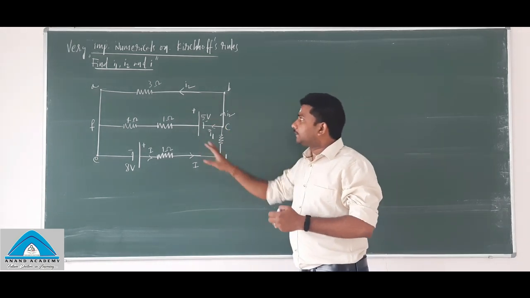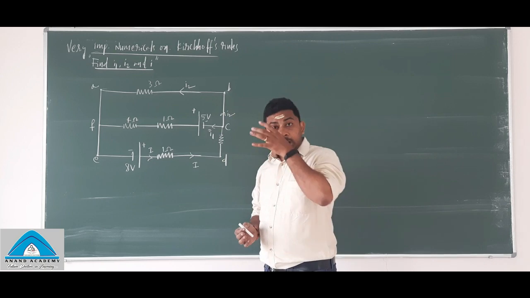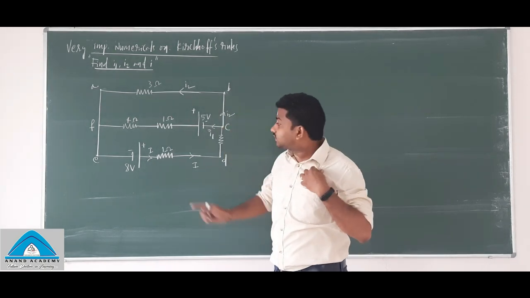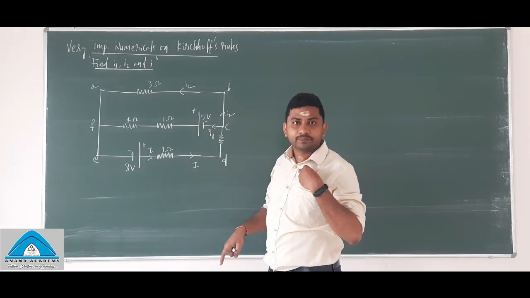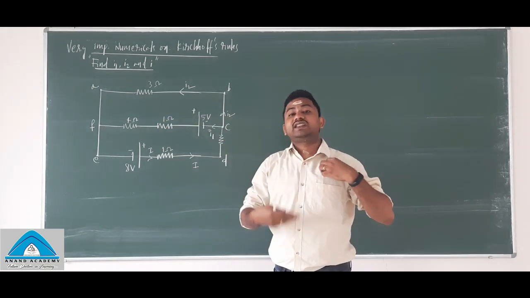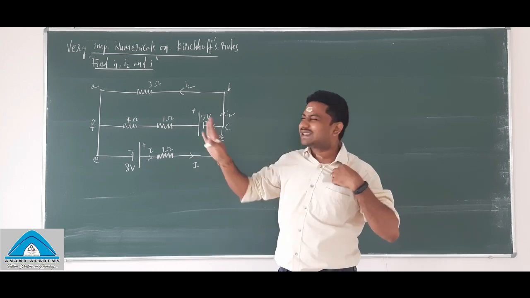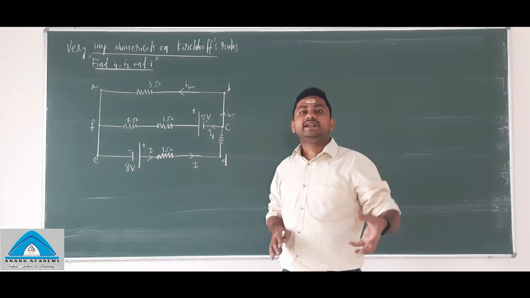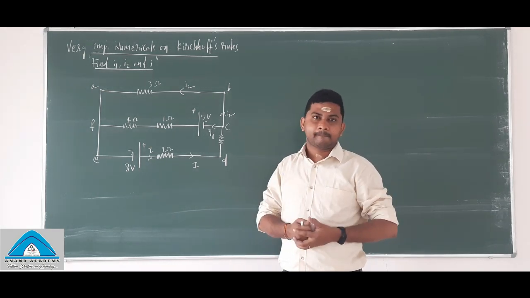There is a circuit here. I can say it is a complicated one because there are two cells present here and a number of resistors. You cannot say whether they are connected in series or parallel just by looking at it. To some extent you can tell, but not 100%.